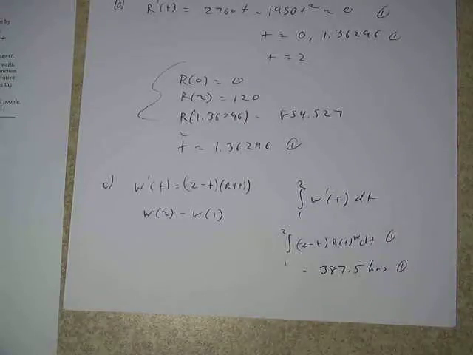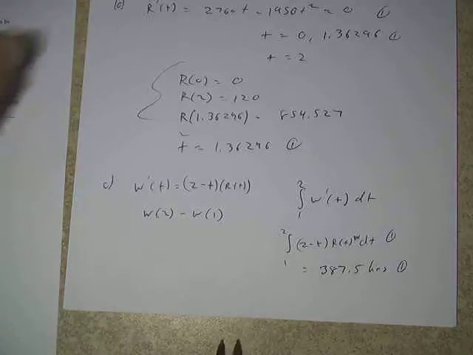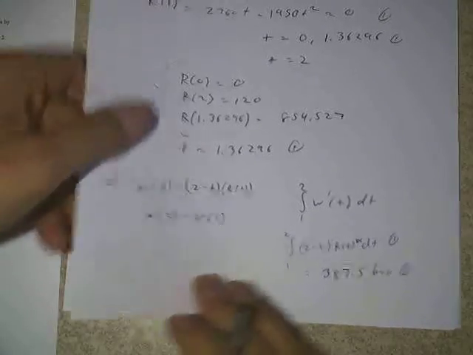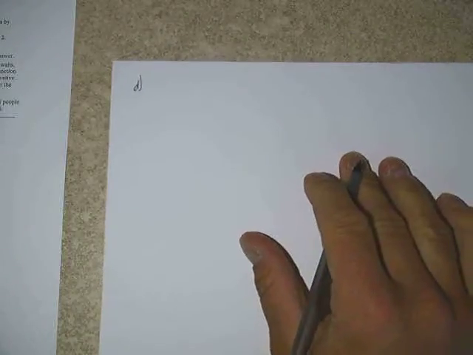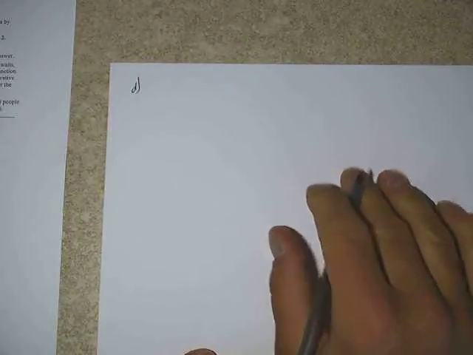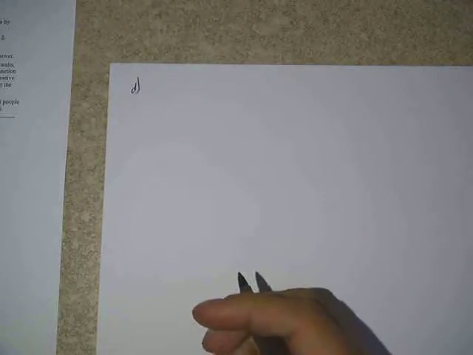So again, the key issue here is recognizing that if we have this W prime, W of 2 minus W of 1 is just the integral of W prime from 1 to 2. That's all that is. And 2 points, one for the integral, one for the answer. Questions on part C?